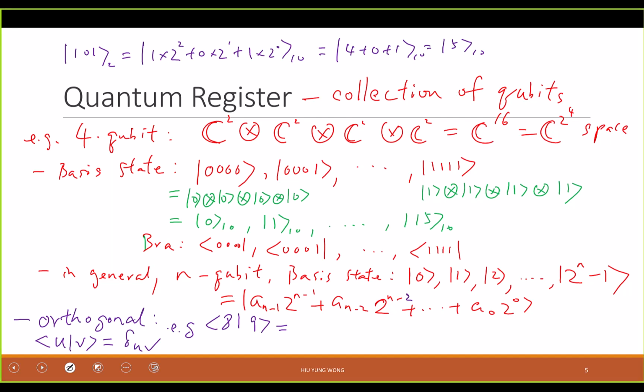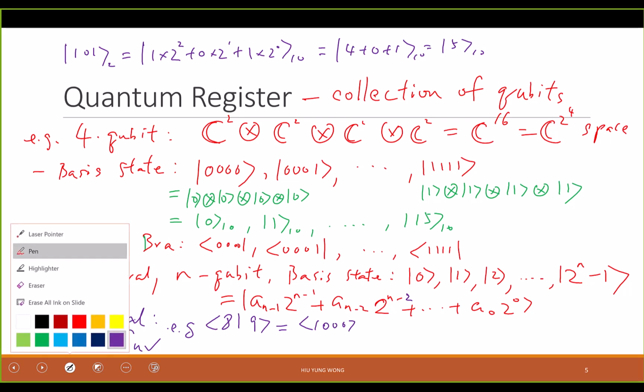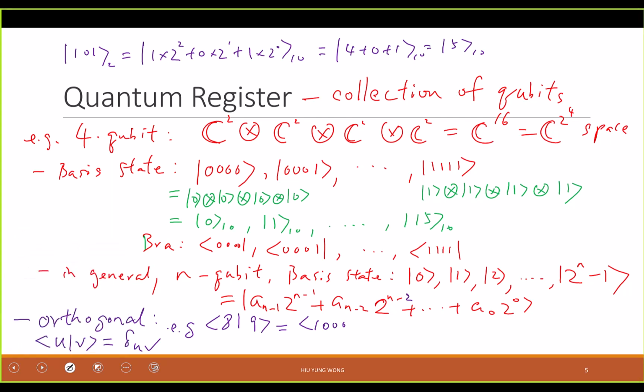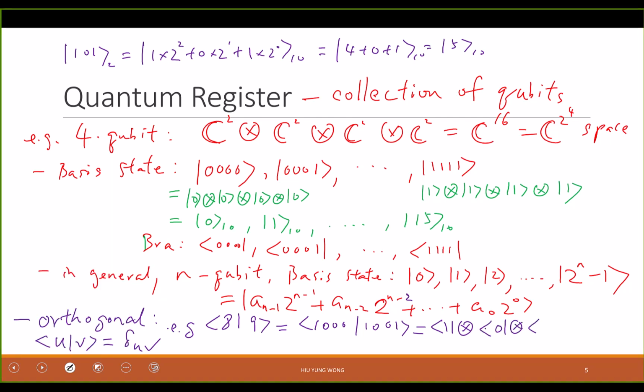What is 8 in binary? 1, 0, 0, 0. What is 9 in binary? Excellent. 1, 0, 0, 1. Do not forget 1, 0, 0, 0 means 1 tensor product 0, tensor product 0, tensor product 0. That is 1, 0, 0, 0, right? And then you try to do an inner product with it on 9, then what do you have?